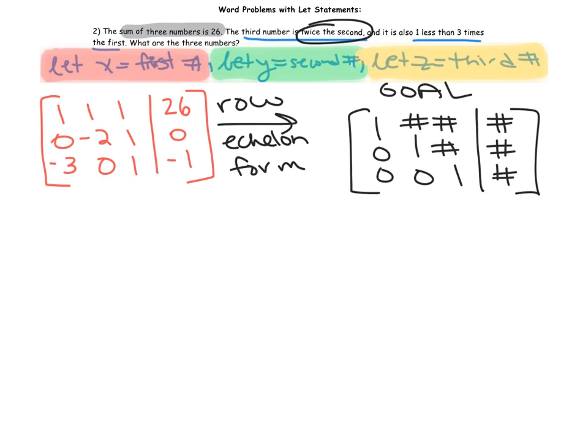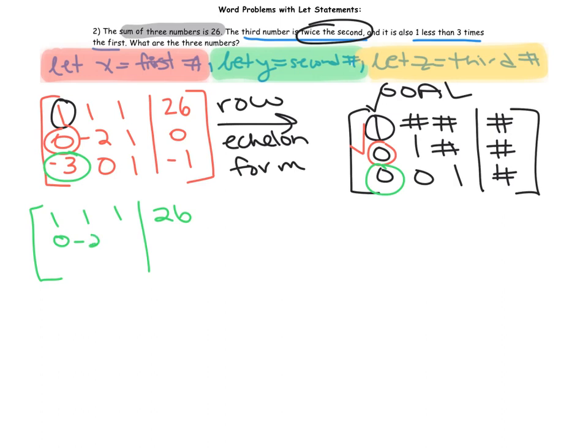So when I start going through this, if I look, my first number is already a 1, so that's taken care of. I don't need to do anything there. If I look even further, this is already a 0, so I don't need to do anything there either. That's good. Now, let's take a look at this negative 3. We want to turn that negative 3 into a 0. So let's do it. Let's write out our first matrix. So I have 1, 1, 1, 26. Just writing this out.